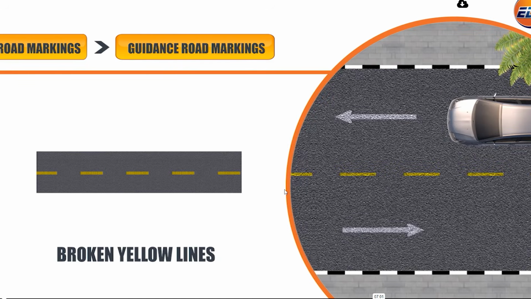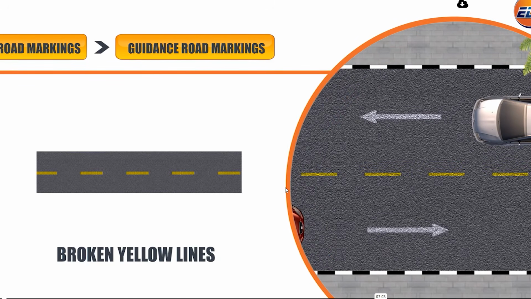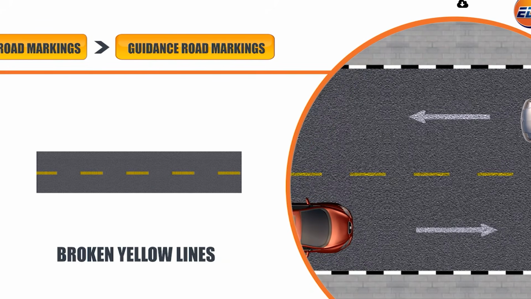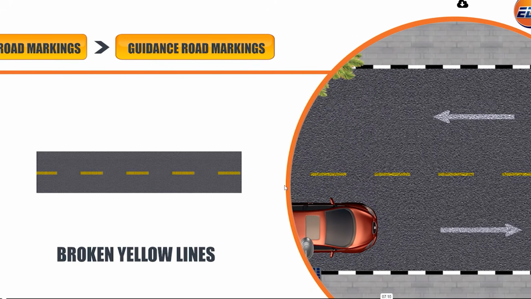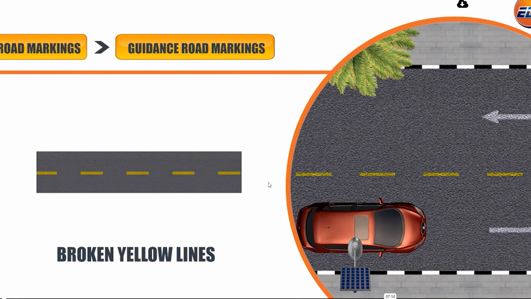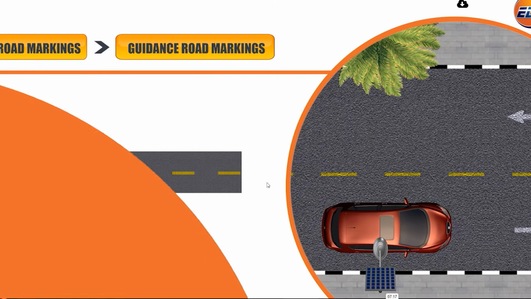Broken yellow line. Broken yellow line is marked along the carriageway in the centre of the road. It is used on two-way or the single carriageway roads. Motorists must drive carefully, and if it is necessary to overtake, they must do so safely.